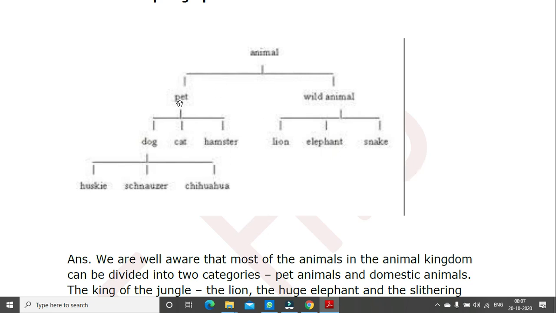Now if you go now the pet, you have the names of the animals, that are dog, you have cats, you have hamsters. There could be more, right? Now they've divided here dogs further into more branches. So they just named the three different breeds of dogs. Clear? Okay.